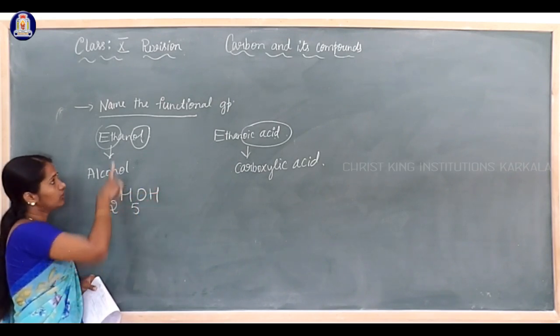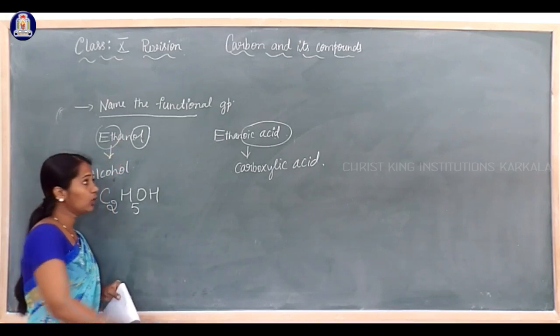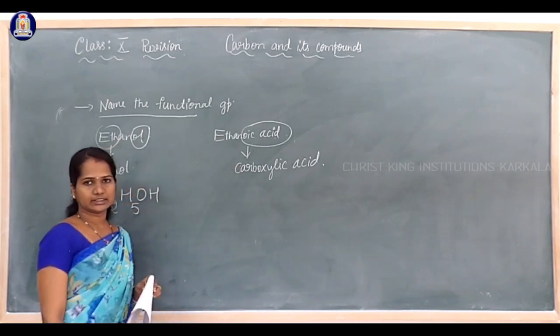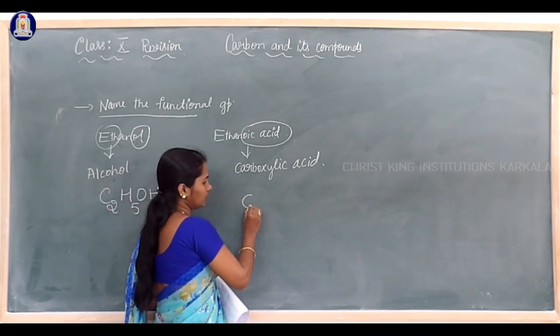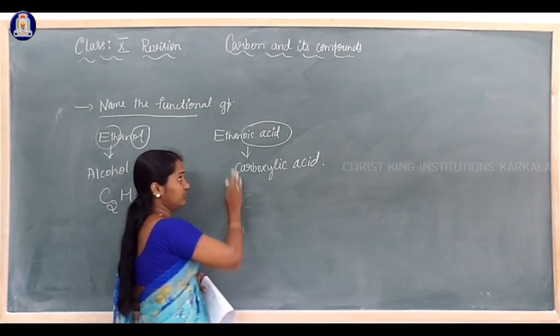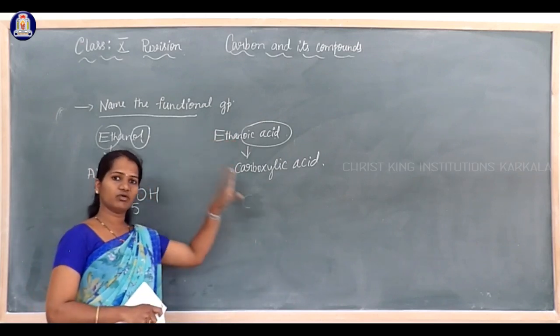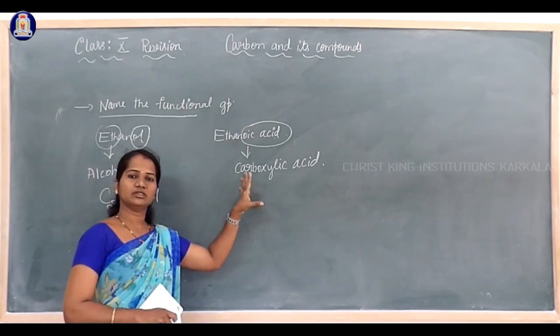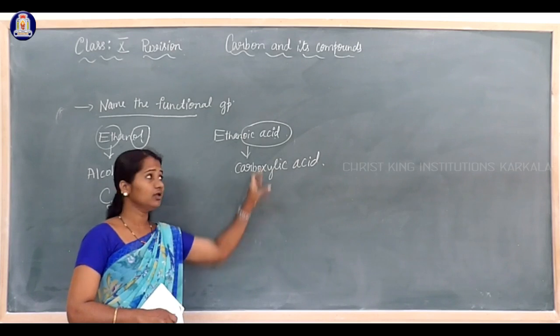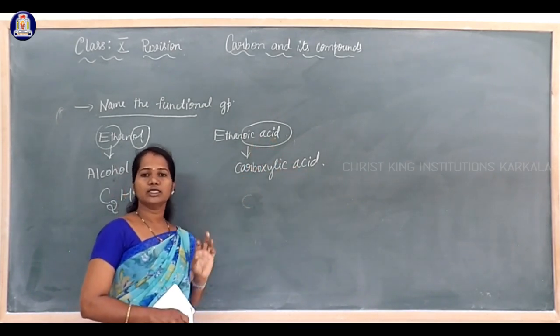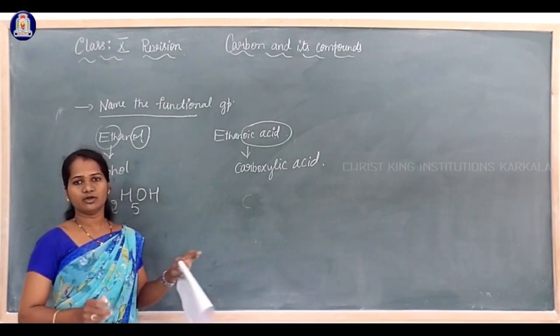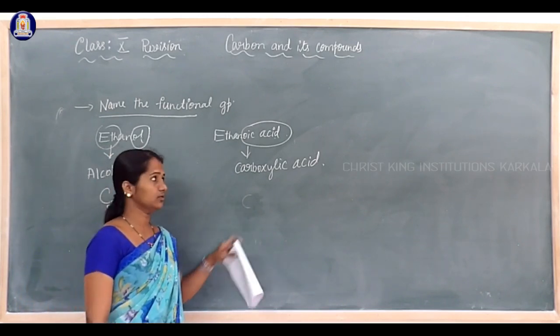C2H5OH. Molecular formula of ethanol. Now come to ethanoic acid. Eth means 2 carbon atoms. If it is difficult to write the molecular formula, first write the structural formula and after that count the carbon as well as hydrogen atoms from the structure.